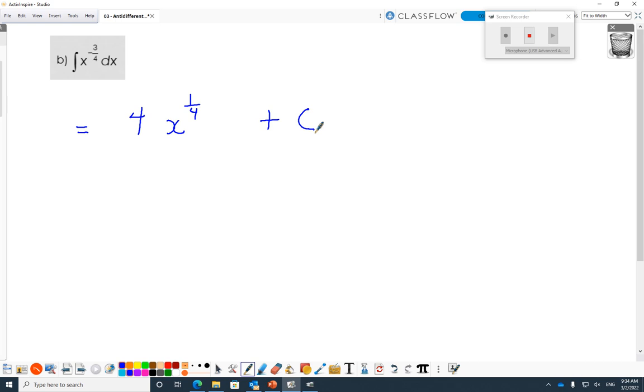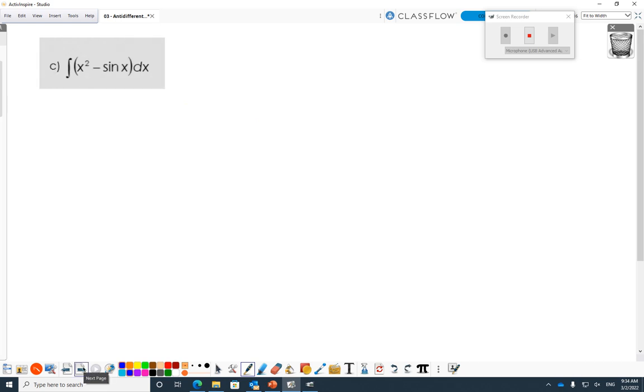On to C. Integral of x squared minus sine x dx equals, okay, x squared. We're back to this strategy that actually the more I practice it, the more I'm falling in love with it. I don't have to think anymore. X squared becomes x cubed and divide by the new exponent. Why does it work? Because immediately if I go to find this derivative, 3 times a third is 1. Reduce the power by 1. Good. And then negative sine x.